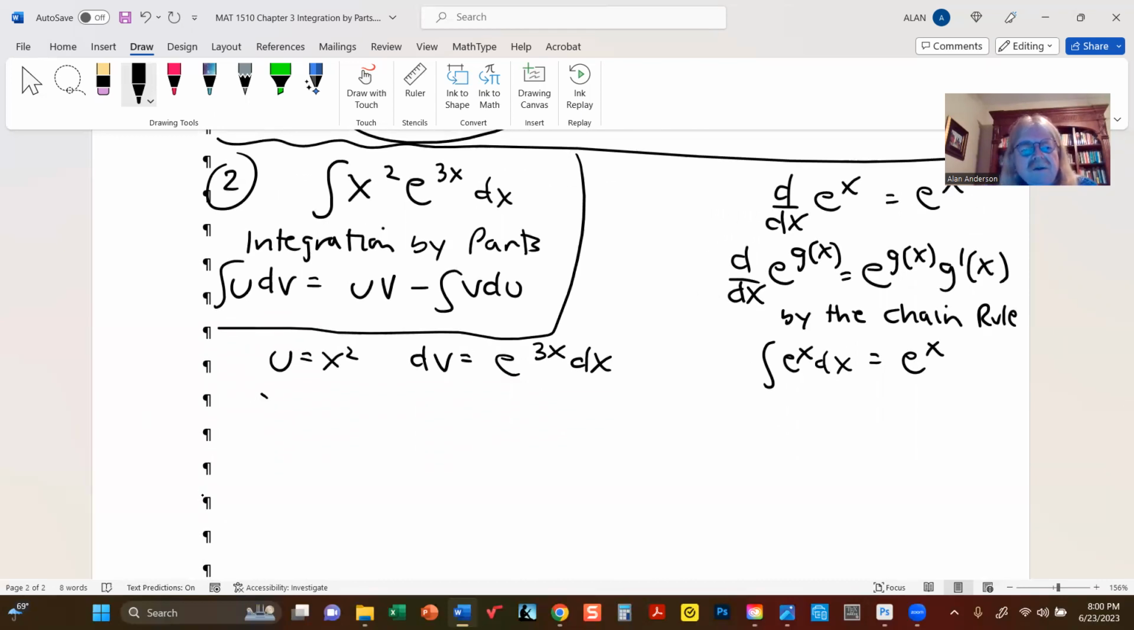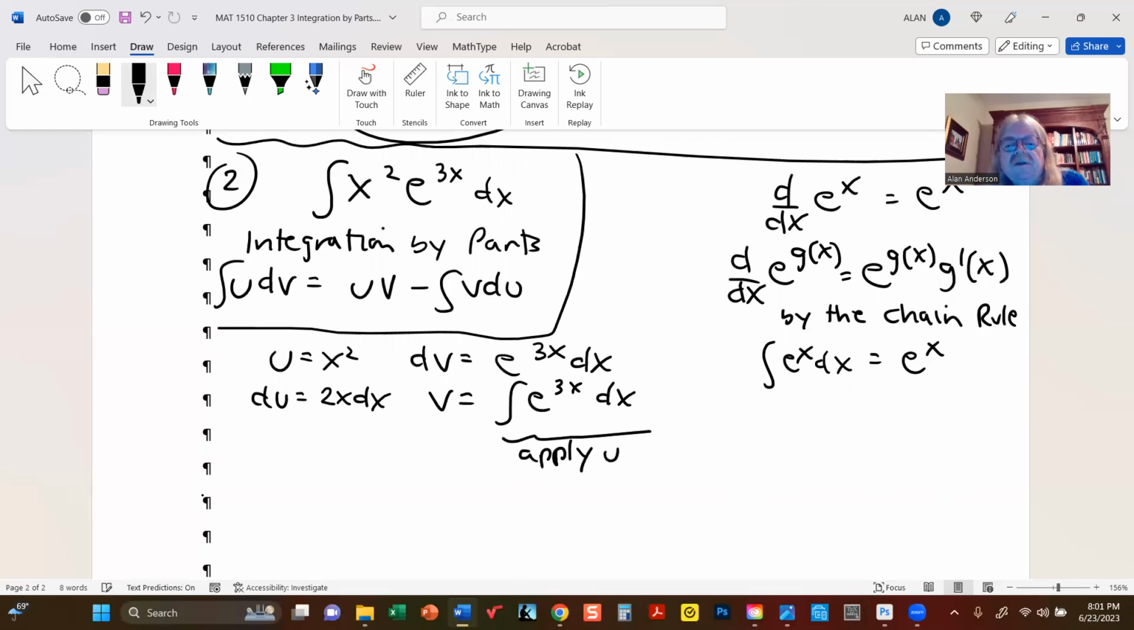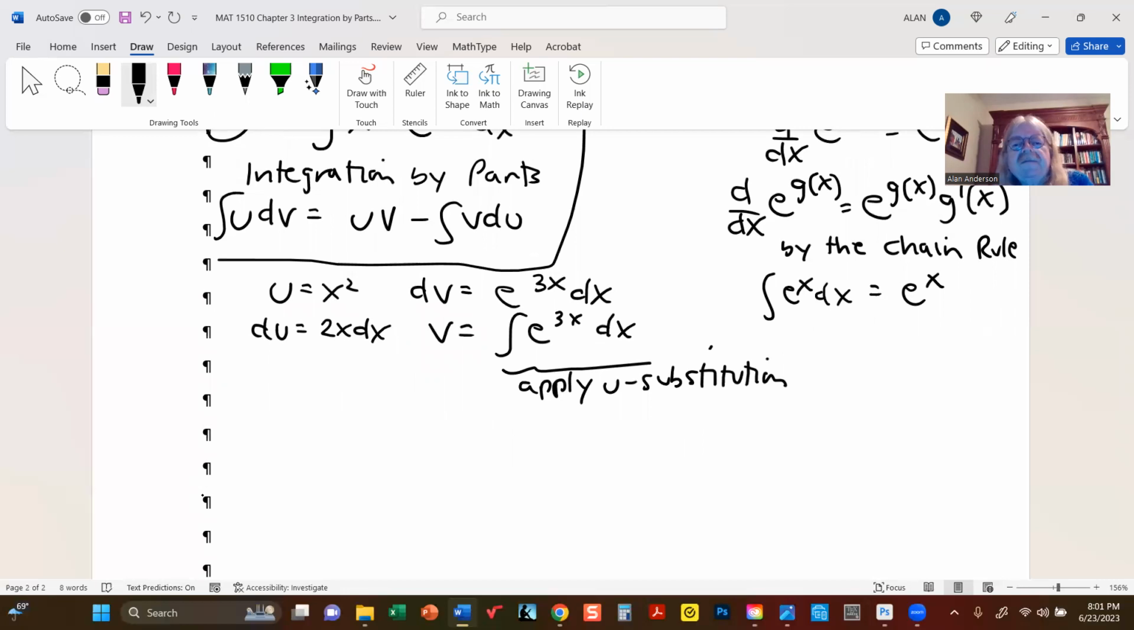So then du is 2x dx. And v. Now, what do we do with this one? What we're going to do is apply u substitution. It's simple enough. We can't integrate it directly, but we can apply u substitution. How would we do that?